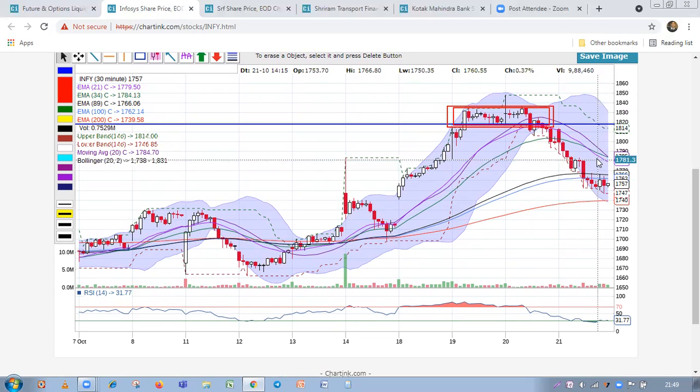Means it's around a 10 rupees move. Sustaining above this level, I can expect it to touch around 1800 or so. Means roughly a 15 to 20 points move can be possible in this stock tomorrow, right? But provided it sustains the first 30-minute candle, or on the lower side, if it breaks today's low, that is 1750.